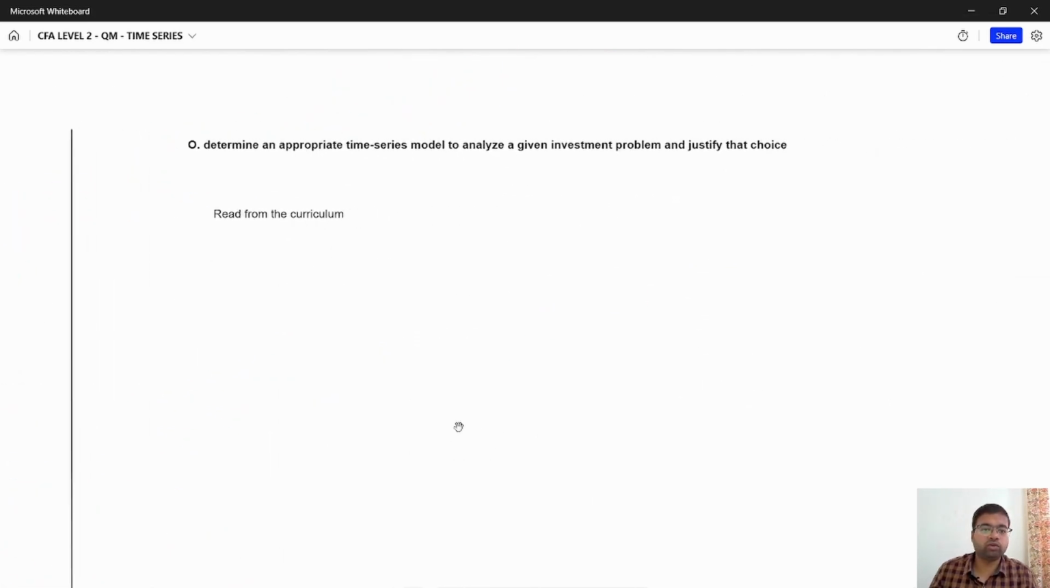The next learning outcome statement is to determine an appropriate time series model to analyze a given investment problem and justify that choice. What I would recommend is that you read this particular learning outcome statement topic from the curriculum itself, because the curriculum explains it very well. I won't be able to do justice to the reading here. It's just a small reading that explains the topic very well. So I recommend you go through the curriculum for this particular learning outcome statement.